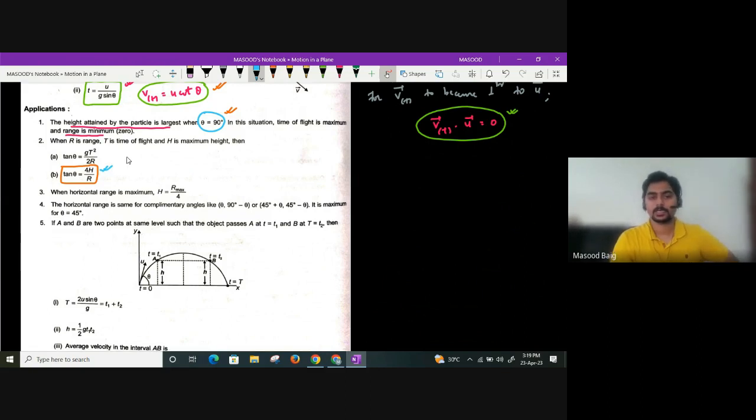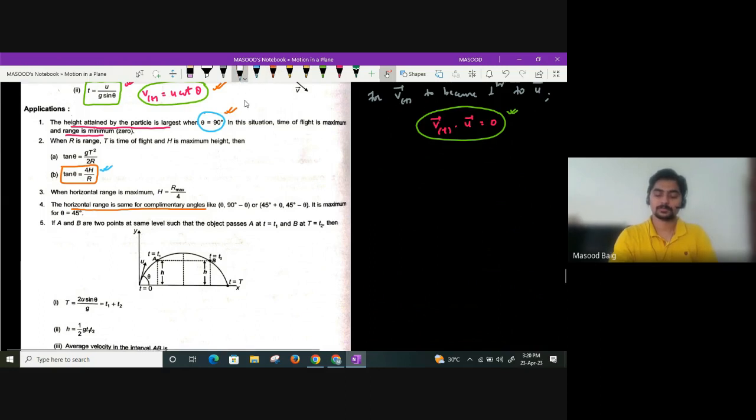Okay. Now, one more very important case: the horizontal range will be the same for complementary angles of projection. So if one is projected with theta, the other should be projected with 90 minus theta. Okay. So horizontal range will be the same in which case? For complementary angles of projection. If one is projected at 30 degrees, the other is projected at 60 degrees with the same speed, then in both the cases, ranges will be the same again. Clear, all of you?